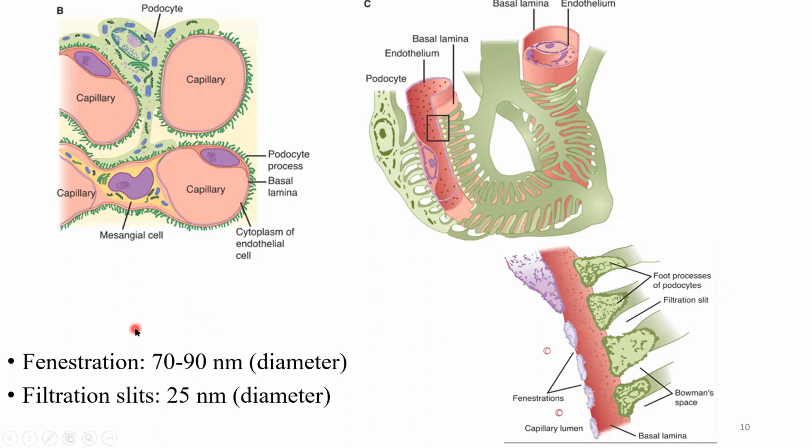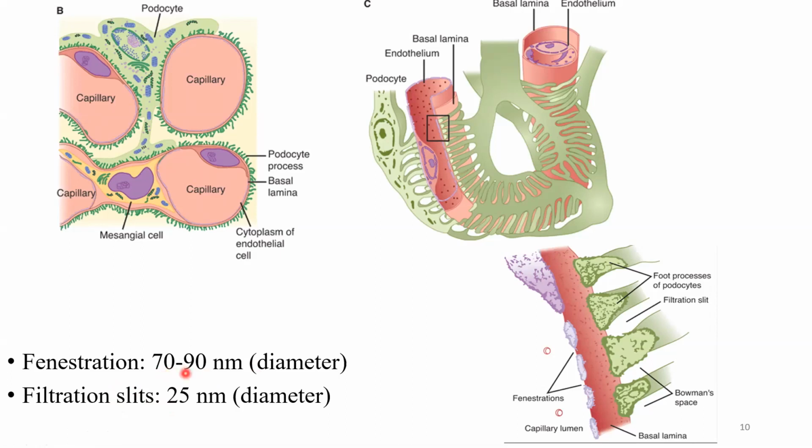Here, a point of importance is that the fenestration has a diameter of 70 to 90 nanometers. However, the filtration slit has a diameter of 25 nanometers. Dwell on this for a bit. See what the math tells you. So the fenestrations are quite permeable. This is what gives the whole thing a lot of permeability. However, it's not very selective because look at the size.